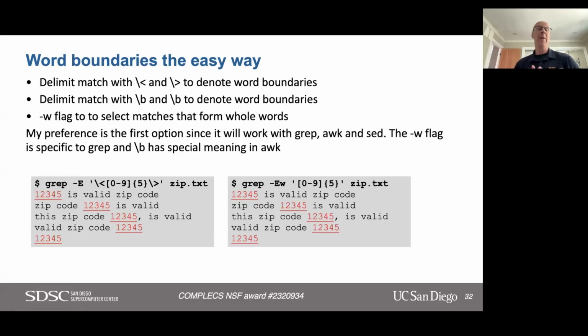But there's an easy way, fortunately, to define word boundaries. So we can delimit the match with backslash less than and backslash greater than. So that's going to denote the word boundaries. With grep, we could also use backslash b at the start and again backslash b at the end to denote word boundaries. Or we could use the -w flag to select matches that form whole words. Now, all three of these are going to work with grep, but my preference is the first option since it will work with grep, awk, and sed. So the -w flag is specific to grep, and backslash b has a special meaning in awk.